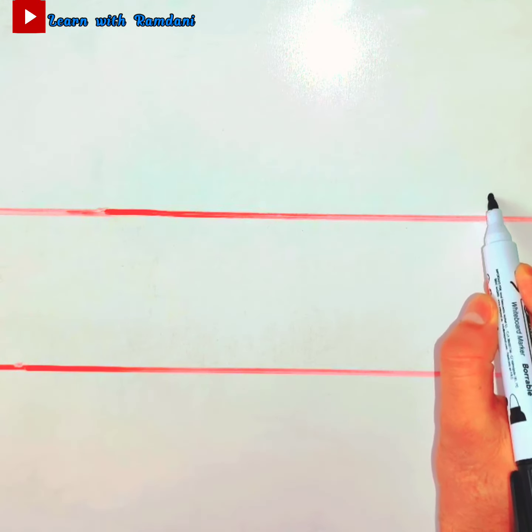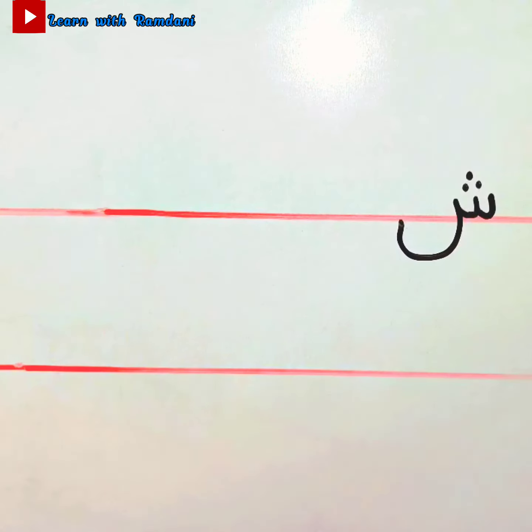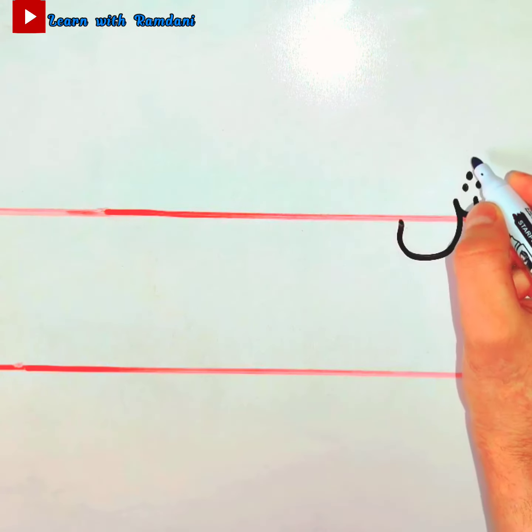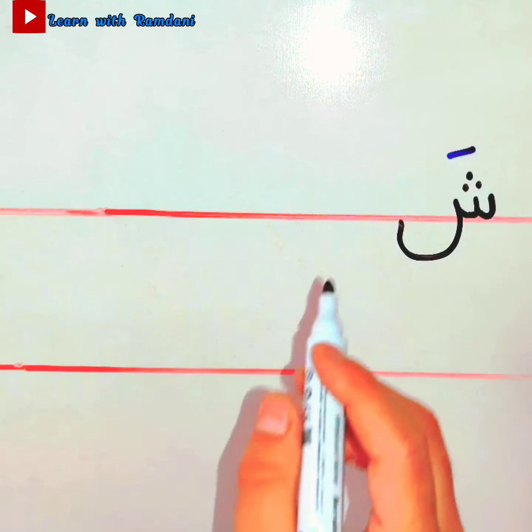What do we call this letter in Arabic? Very good. This is the letter Sheen. The letter Sheen. We put Fatha. Sha. Sha. The next letter.